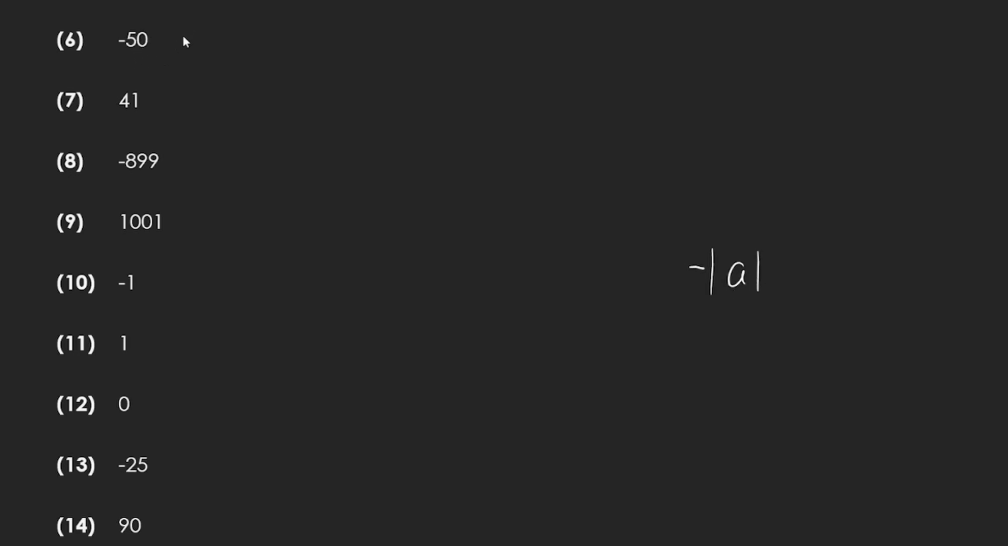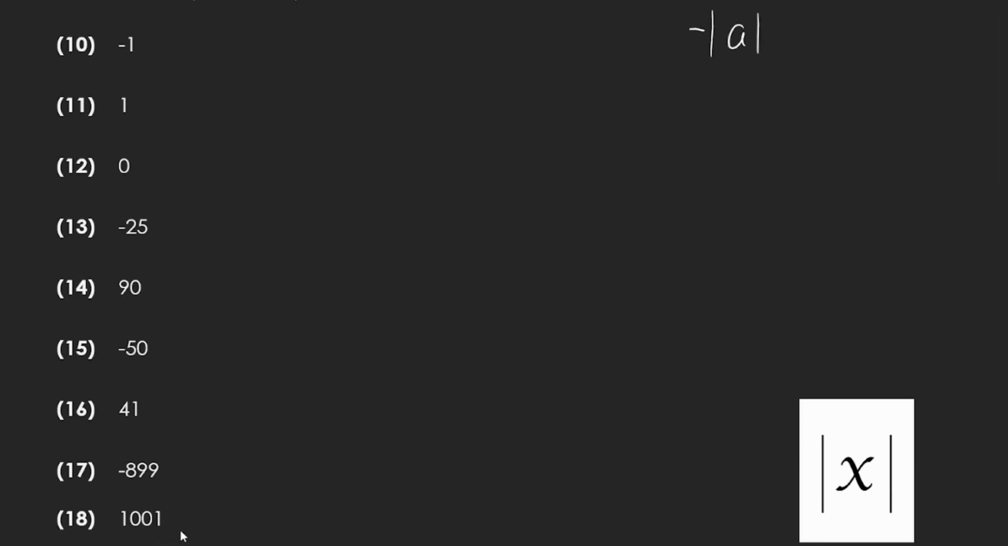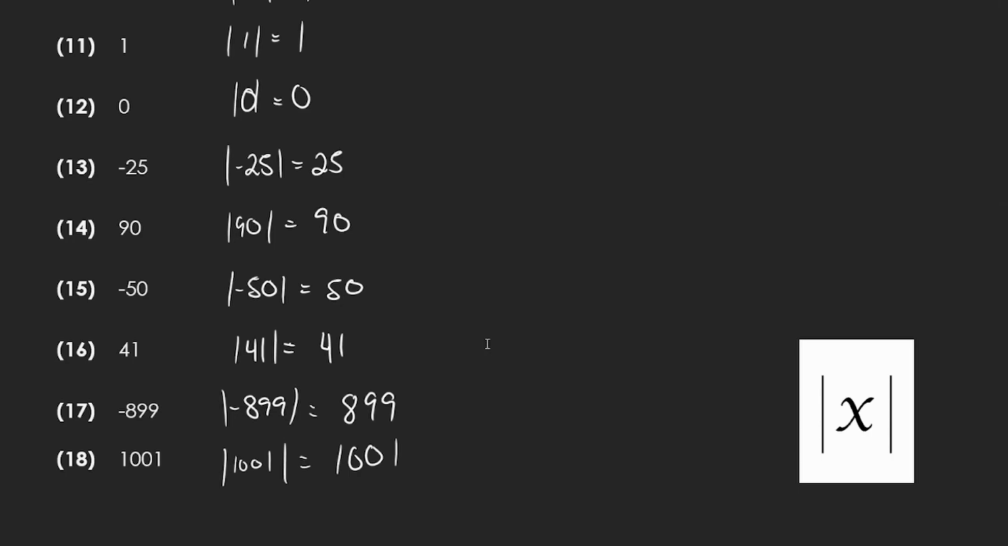Continuing on to 6, the absolute value of negative 50 is just 50. Absolute value of 41 is 41. Absolute value of 899 is positive 899. Absolute value of 1001 is still 1001. I believe 10 to 18 just repeated, but to be sure, I'll just list them off as this. That's it. End.